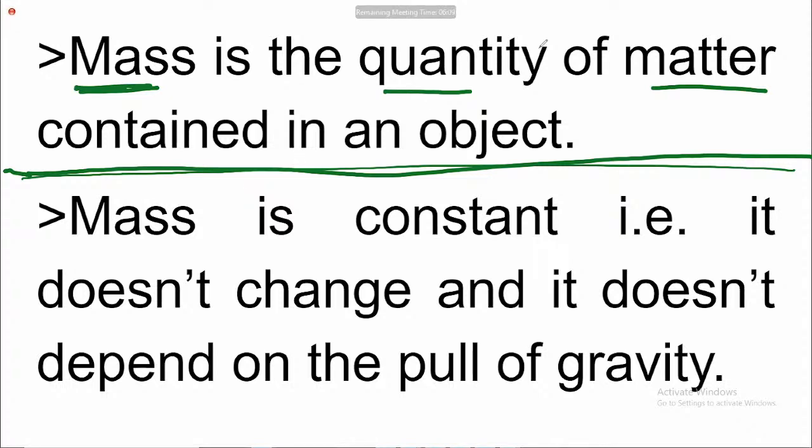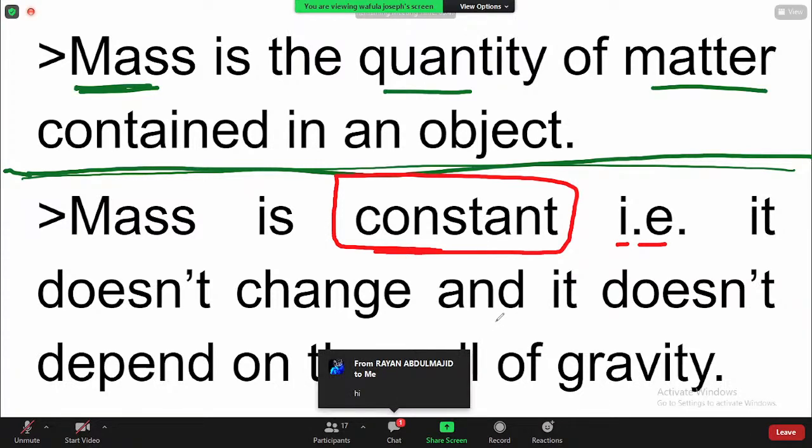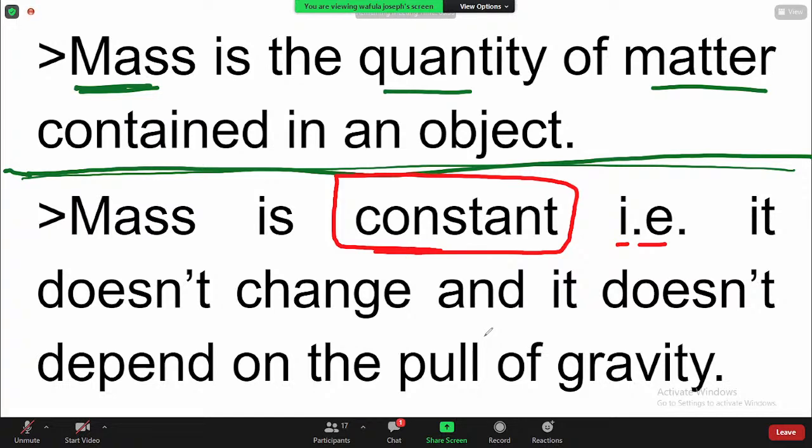And scientifically, they are telling us that mass is constant. Mass doesn't change. Mass is constant, i.e., it doesn't change and it doesn't depend on the pull of gravity. The mass of an object does not depend on the gravitational force. Though an object is miles away from the ground, far from the concentration of the force of gravity, the mass can't change. Mass is constant, but the weight changes.